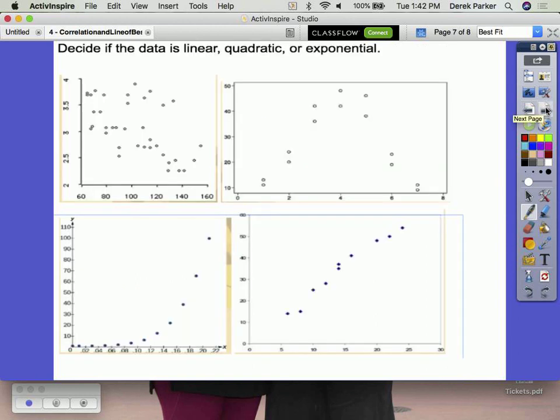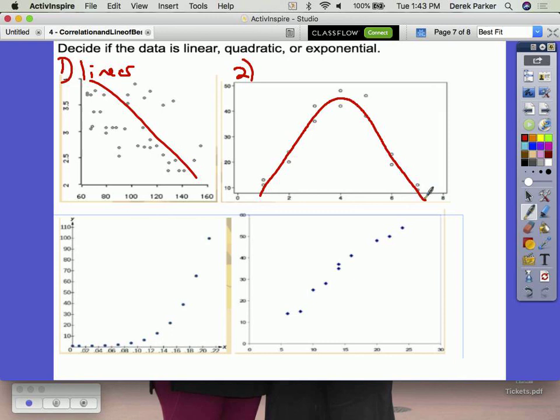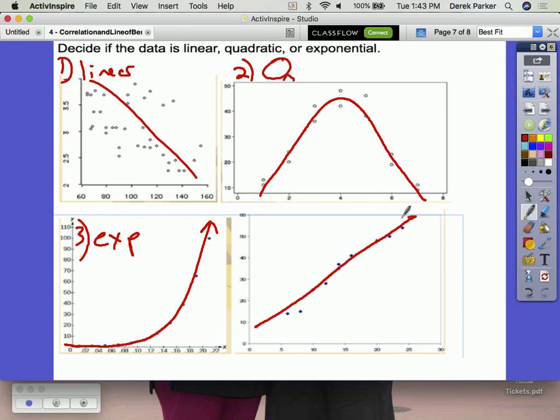Now, I want you to look at the 4 graphs. Decide if it is linear, quadratic, or exponential. In the first one, you could almost say no correlation, but let's say they correlate. This would be linear, okay? In the second one, if I drew the line of best fit, it would look like that. It looks like a parabola, so that is quadratic. Third one, exponential. And then the last one, line of best fit, would look kind of like that. That is linear.